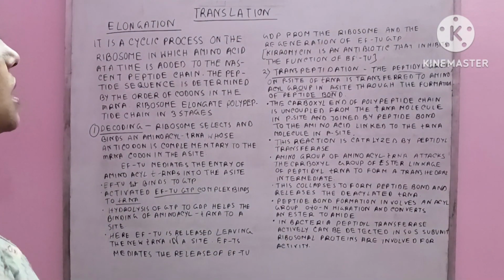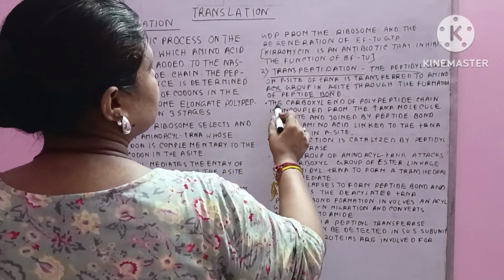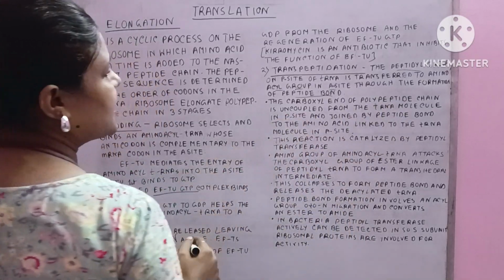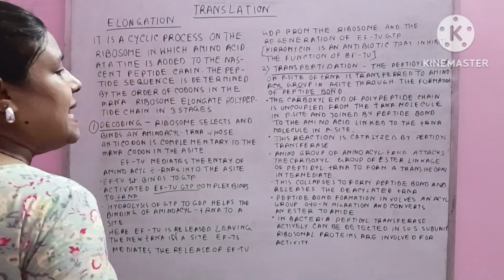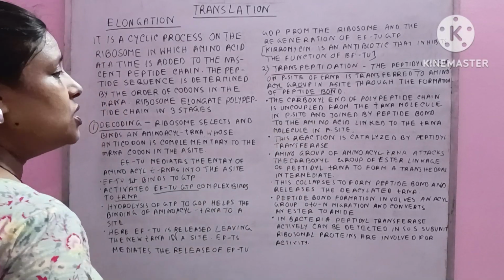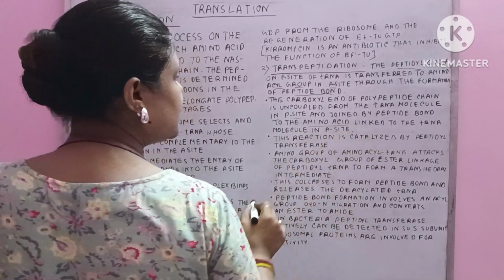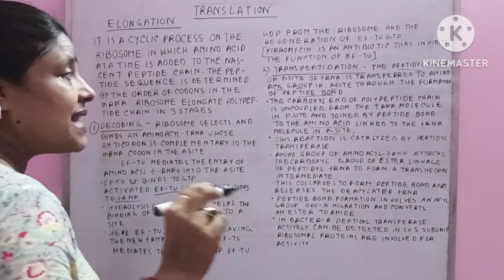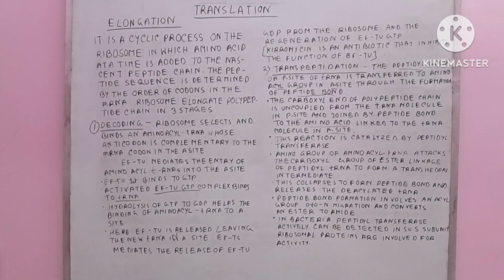So the process is what? First, the carboxyl end of the polypeptide chain is uncoupled from the tRNA molecule in the P site and joined by peptide bond to the amino acid linked to the tRNA molecule in the A site. So what is it saying, which is present on which site? First you have to understand.